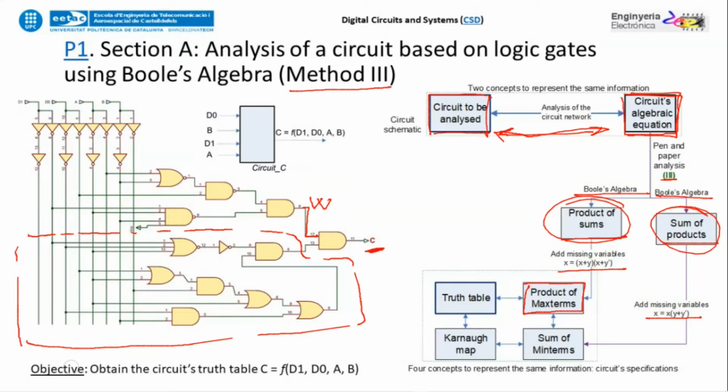So going through the product of sums to the product of maxterms like this, because the product of maxterms is already the truth table. Or perhaps, depending on the way that you are going to simplify the circuit and this other strategy, you get something equivalent, which is the sum of minterms, from which you can at the same time get the truth table, right?